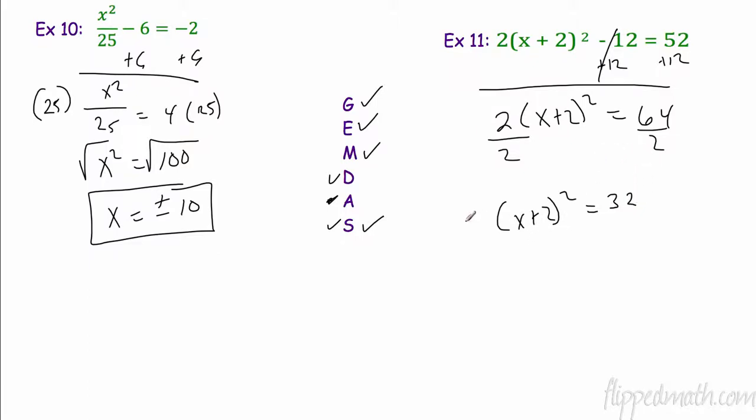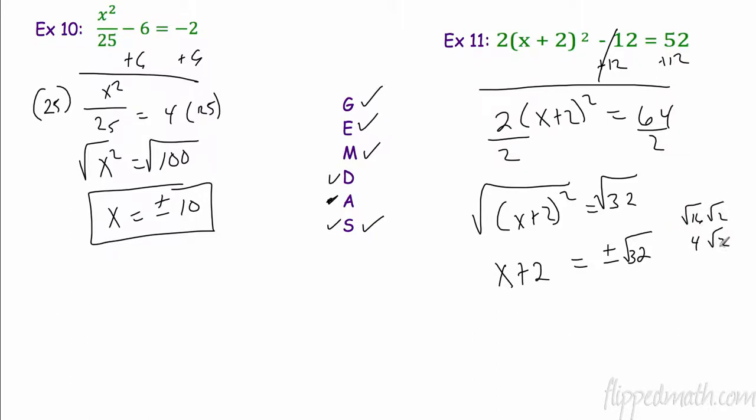Take the square root. So now I have x plus 2 equals plus or minus the square root of 32. I can reduce that, right? Because 16 times 2, so that's 4 radical 2. So now I'm going to subtract 2 from both sides. So I have x equals negative 2 plus or minus 4 radical 2.